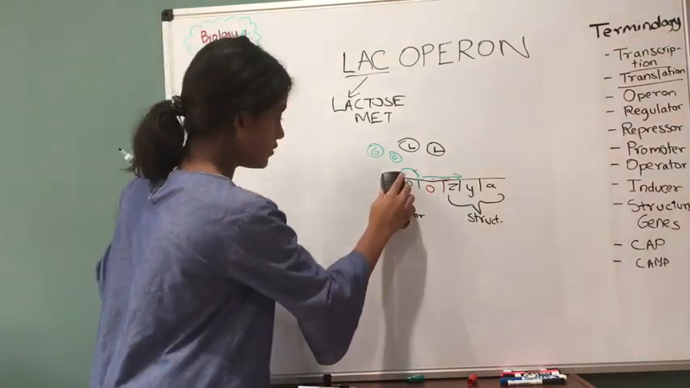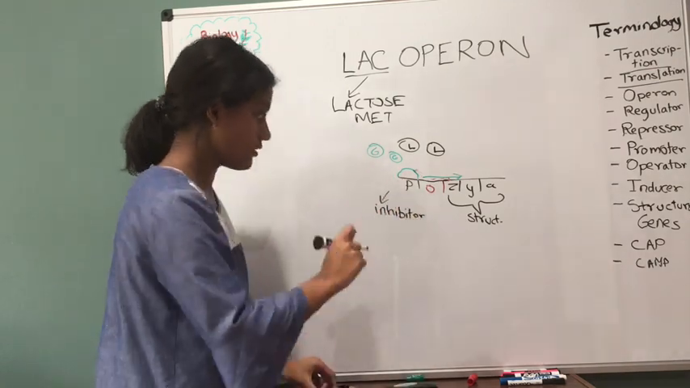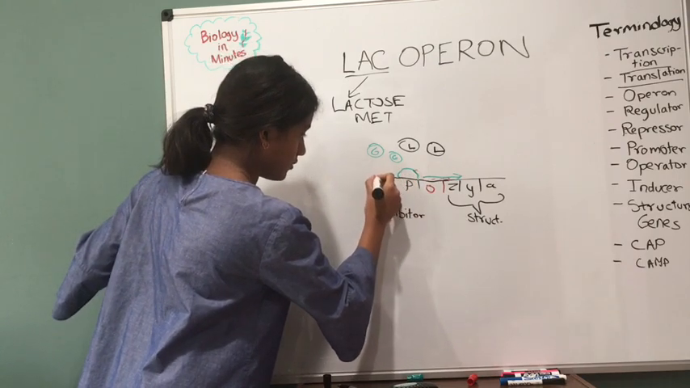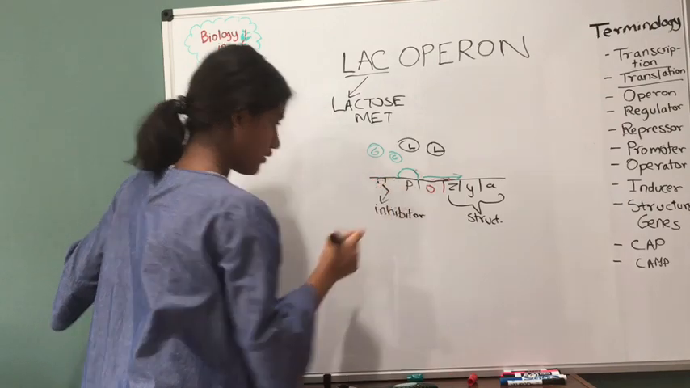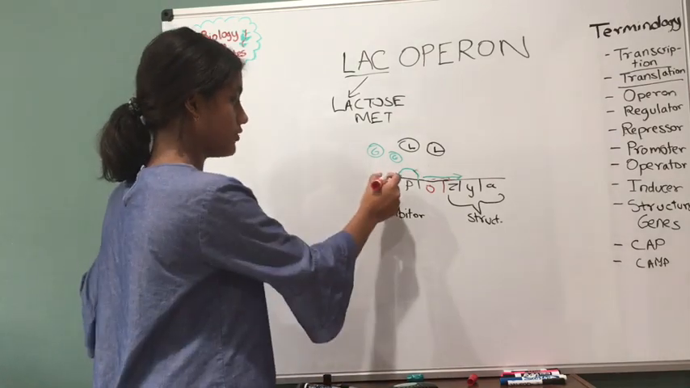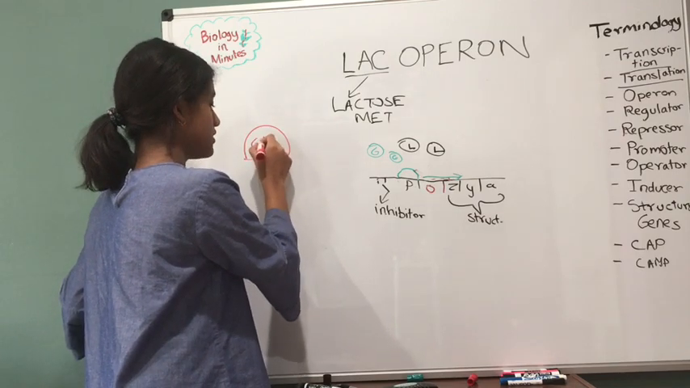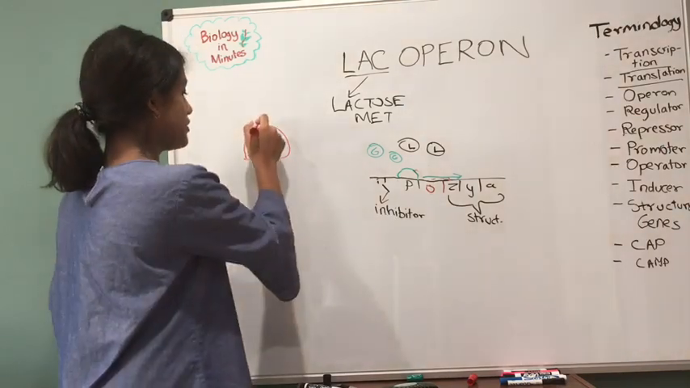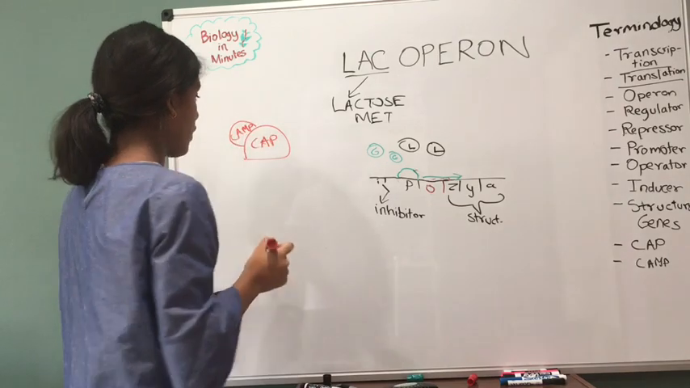So first, I'm just going to extend this promoter region because there is another factor that comes into play that actually binds to the promoter region. And then we have I over here. Okay, so the other thing that binds to the promoter region, which I'm going to draw over here, is CAP. CAP is basically the catabolite activator protein, and then CAP binds to cAMP, and they form a CAP-cAMP complex.